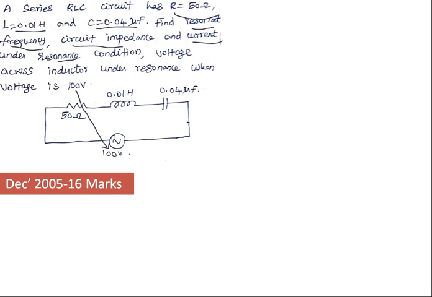So the supply voltage is given as 100 volt. Already we drew the circuit diagram. If it is not given, you have to draw the RLC series circuit diagram. Resonant frequency FR is equal to 1 by 2 pi root LC. What is the value of inductance? 0.1 into capacitance 0.04 into 10 power minus 6 farad.